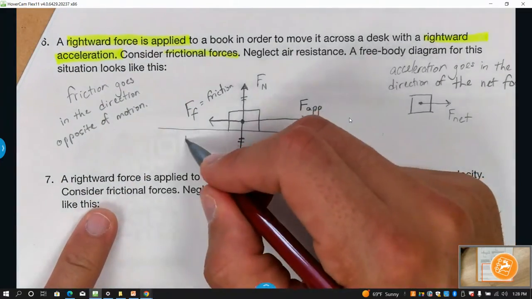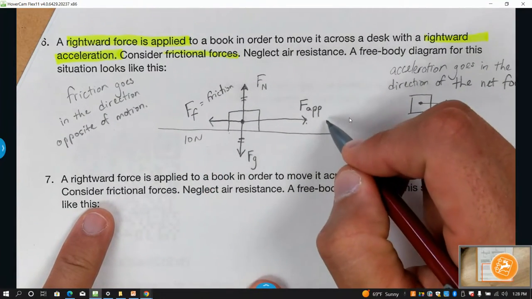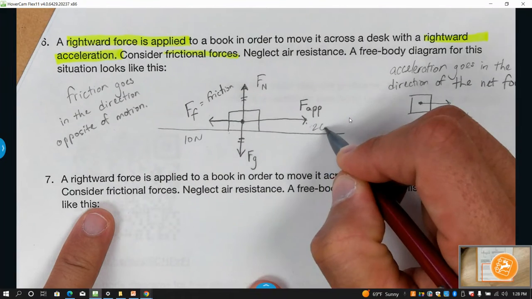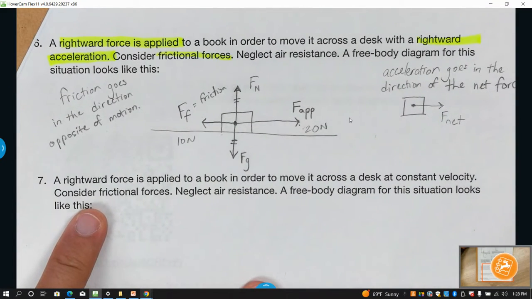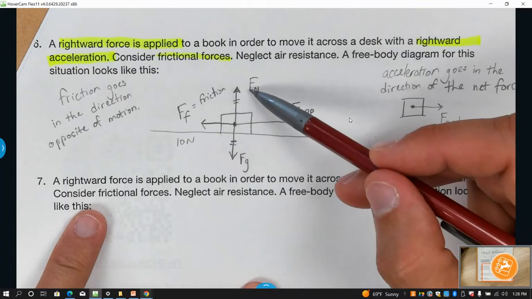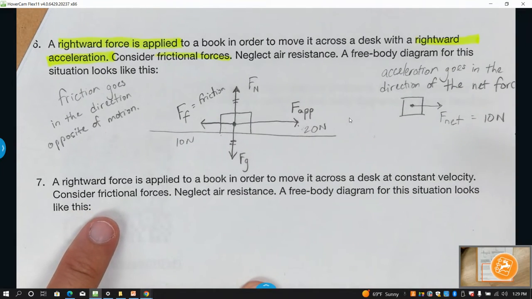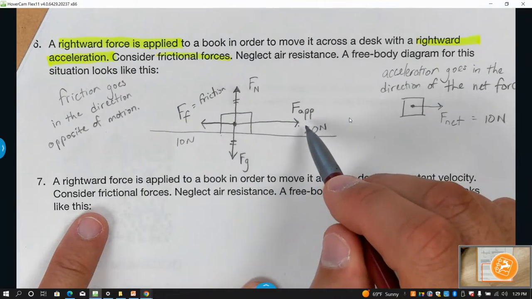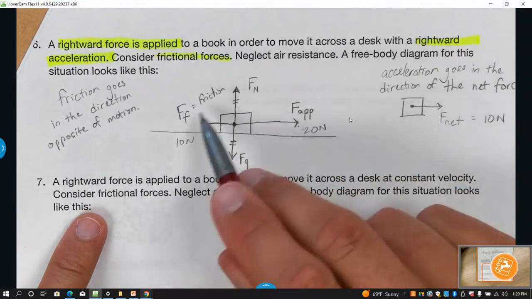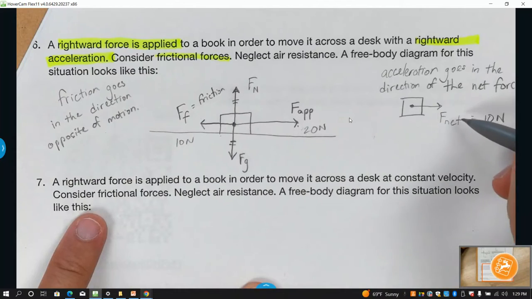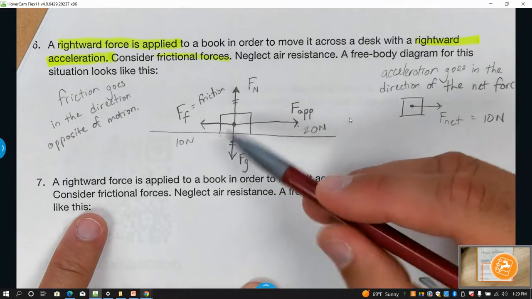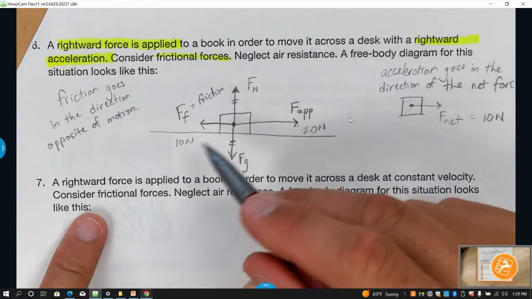So if we said the friction force was 10 newtons and the applied force was 20 newtons, what would my net force be? If normal force and gravitational force are equal to each other, and you have 20 to the right and 10 to the left, what would my net force be? 10 newtons to the right. So the rule is add in the same direction, subtract in the opposite. They're opposite directions, so subtract, and the net force will go in the direction of whichever force had the larger magnitude to begin with.